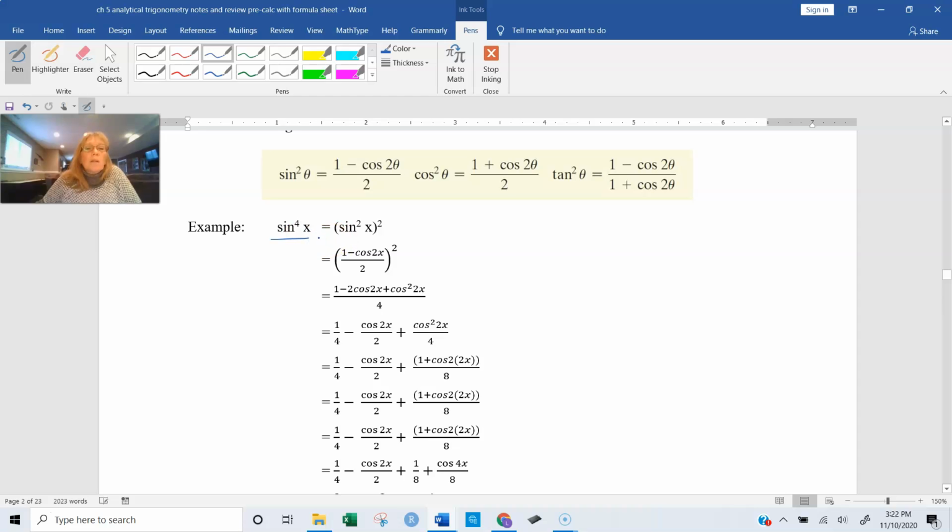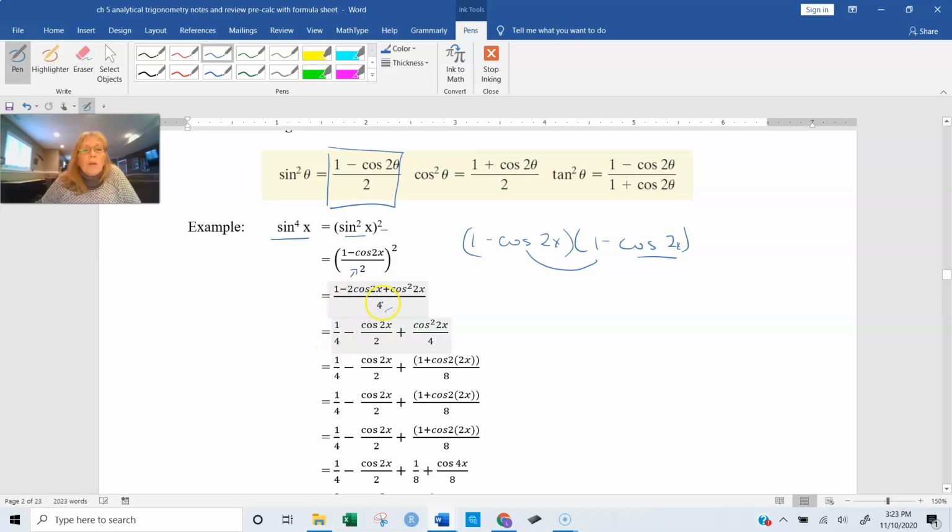So sine to the 4th of x, okay, the best I can do is sine squared, squared. Let's use our power reducing here. So sine squared is (1 minus cosine 2 theta) over 2. So I put that in there squared. Now I'm literally going to square this. So you're taking (1 minus cosine 2x) times (1 minus cosine 2x), which you know is 1, double the middle, so you get minus 2 cosine 2x, square the last, cosine squared 2x, all over 2 squared, which is 4.